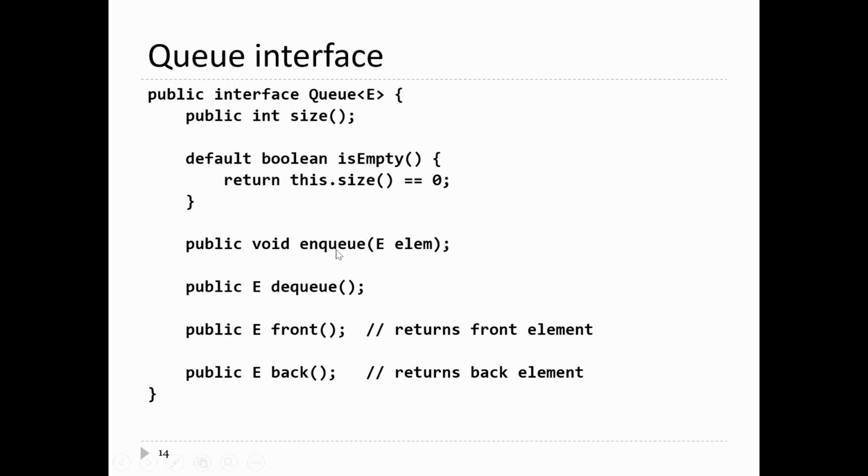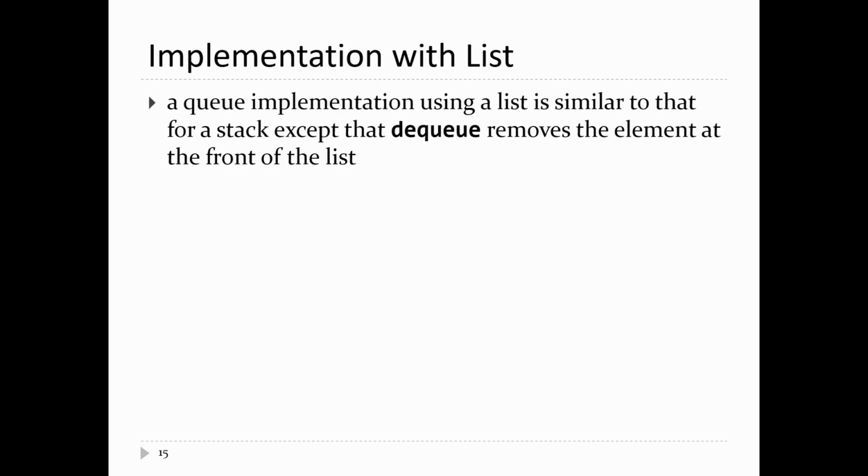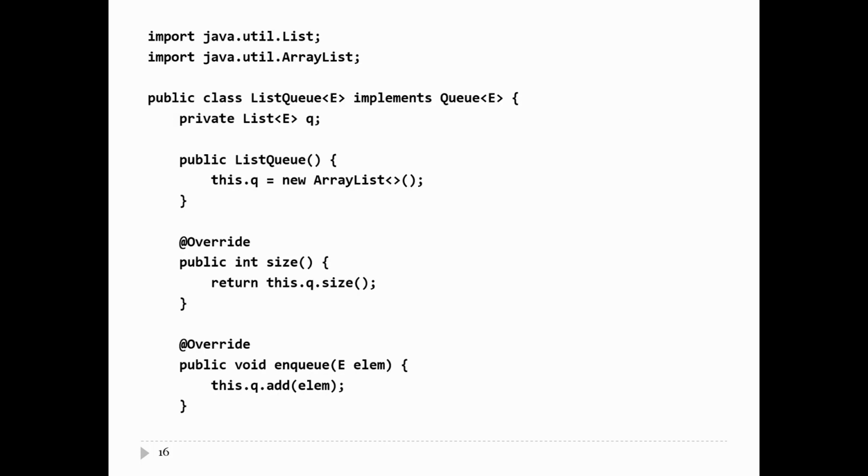We've got enqueue and dequeue. We've got two methods that look at the front and back element without doing anything to those elements, so they don't remove the element from the queue. Okay, you can implement the queue with a list, just like we did with a stack. A queue implementation using a list is similar to that for a stack, except for dequeue. When you enqueue an element into the queue, we add the element to the back of the list. When we dequeue the element from the queue, we remove the element from the front of the list. It's trivial to implement this queue.